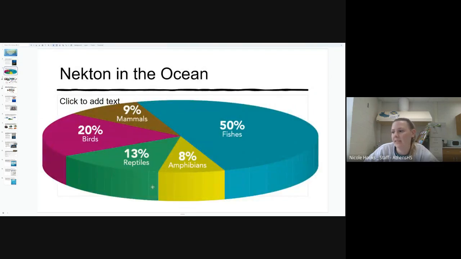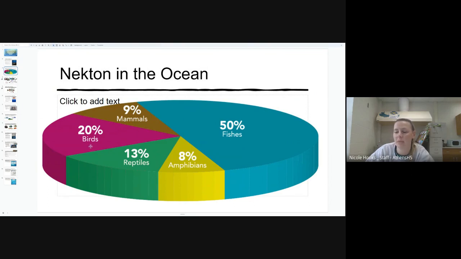All right, and then this is the nekton split up. We've got fishes here. That's 50% of all of the nekton in the ocean. That's why we spend half of this unit on them. That includes sharks, because fishes are sharks, like I talked about in the previous video. Hagfishes, lungfishes are all fishes, as well as our ray-finned bony fishes. And we got marine mammals, birds, and reptiles.